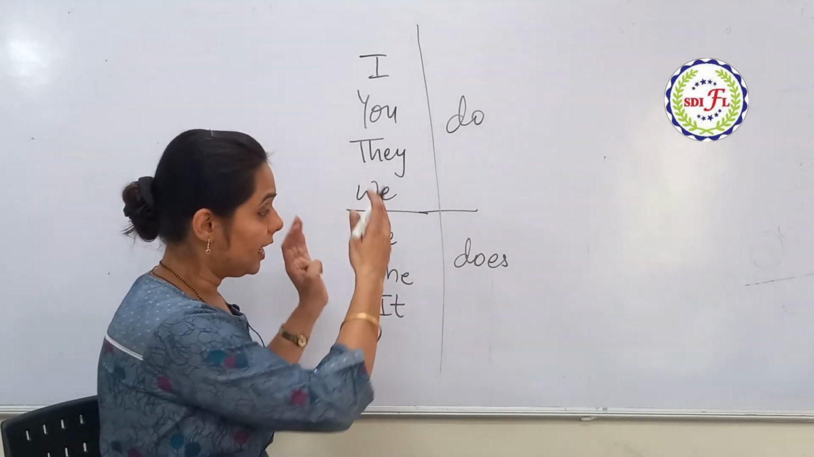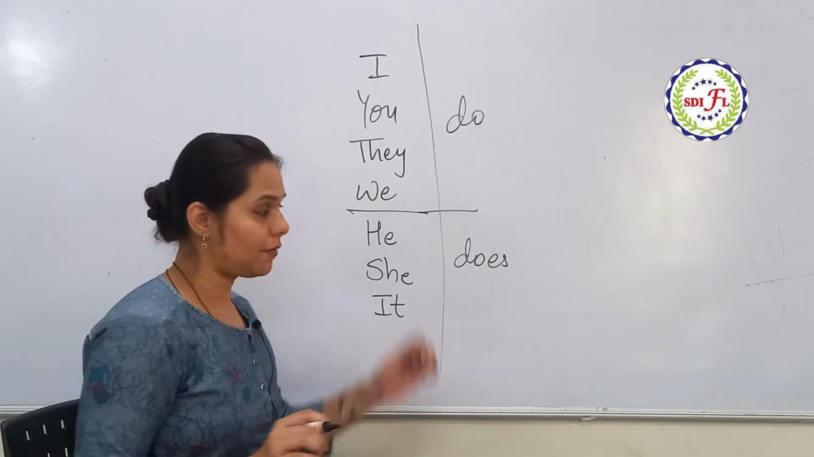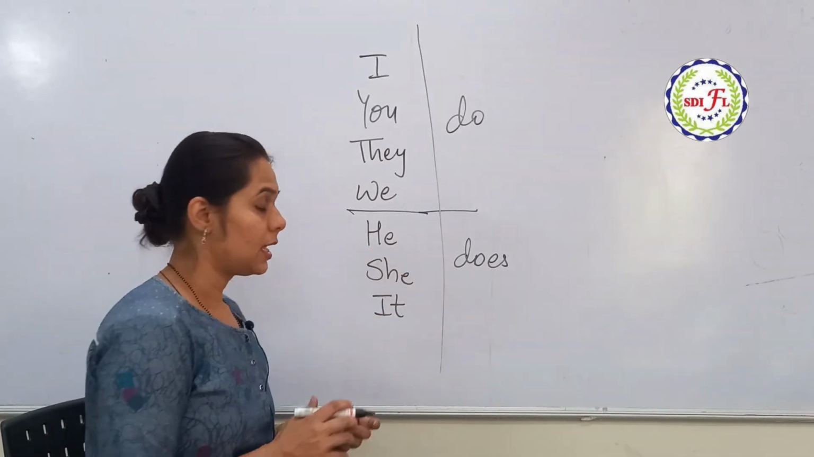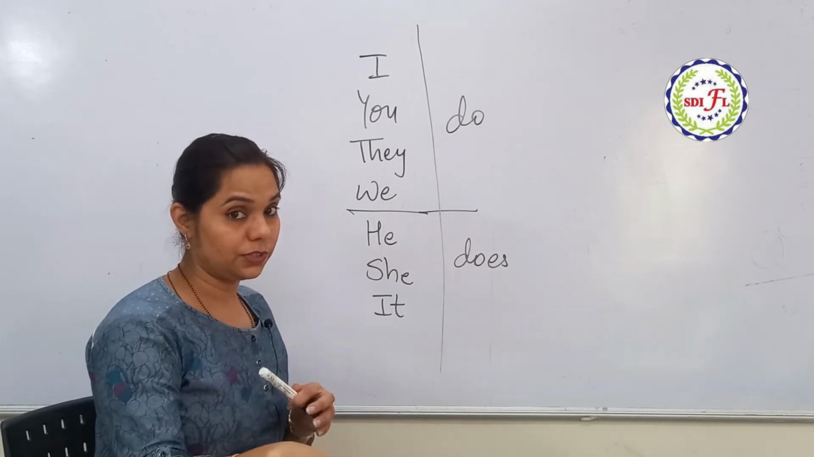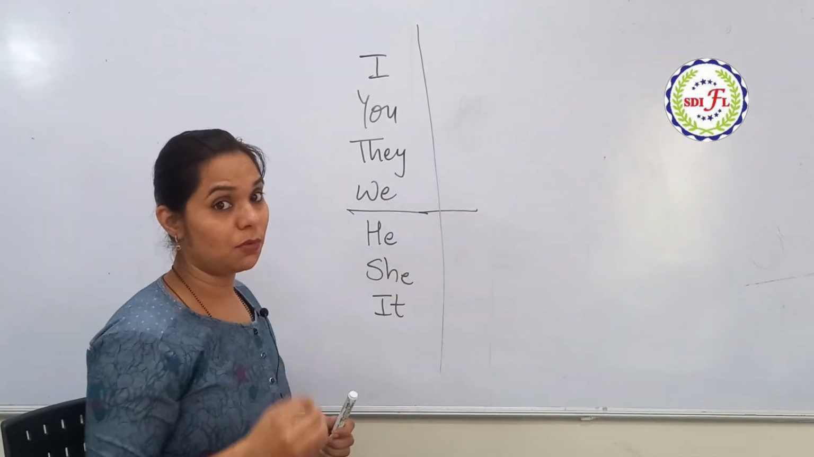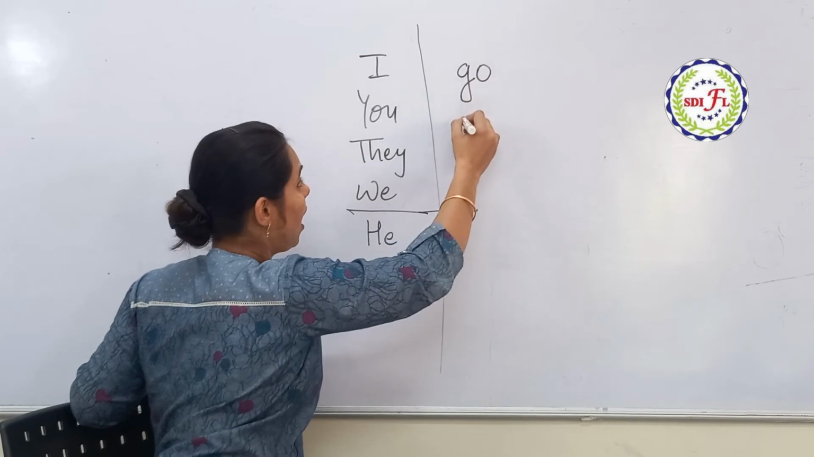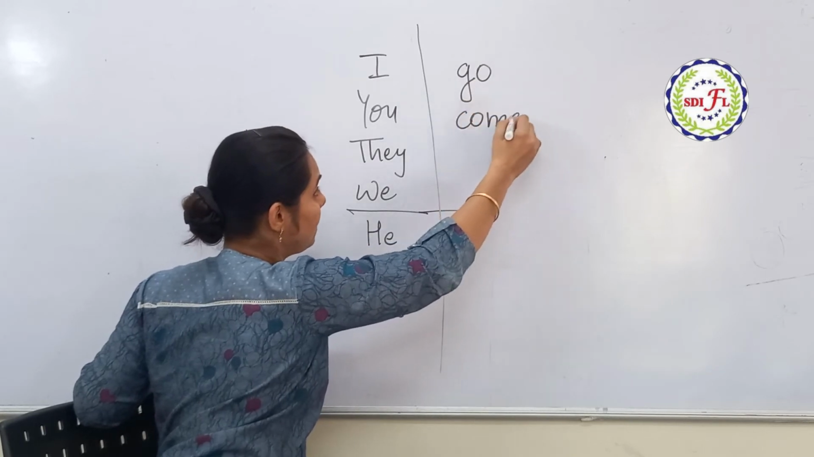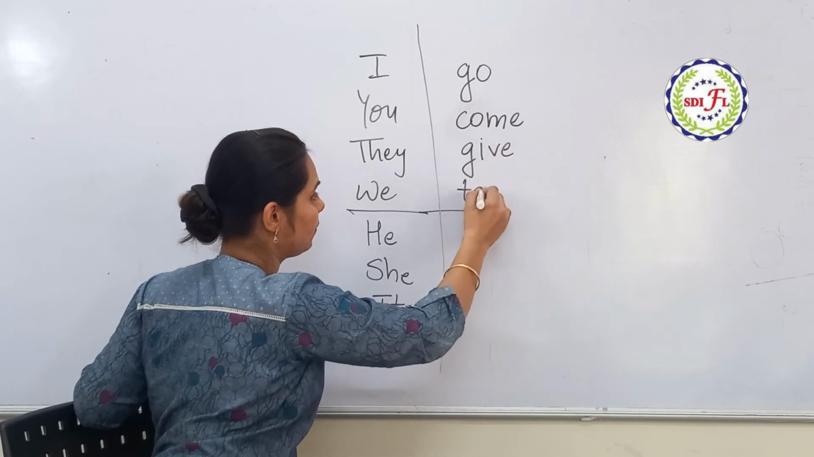If it is done, you have to take a lot of practice. It is not going to happen in a day. You have to take a lot of practice with the students. Then we go ahead and we write words like this. You see, here you will write some verbs: I, go, come, common verbs, give and take.